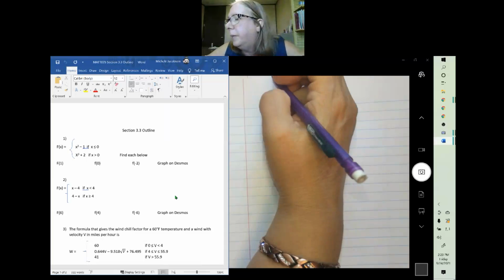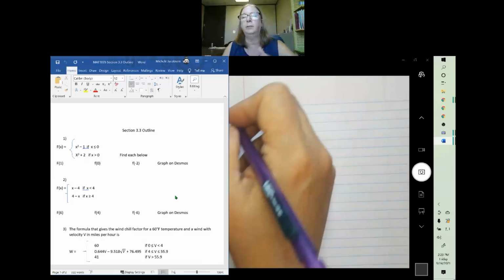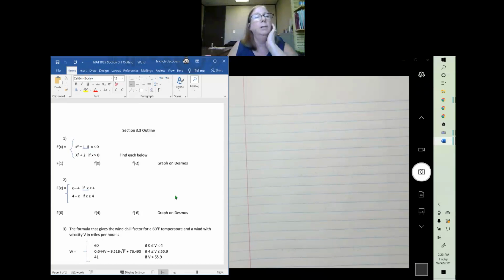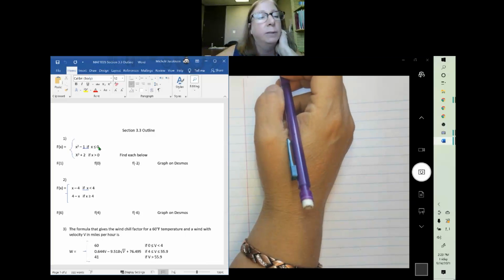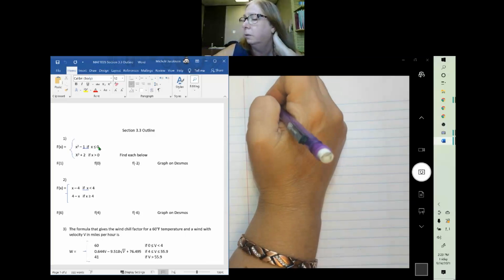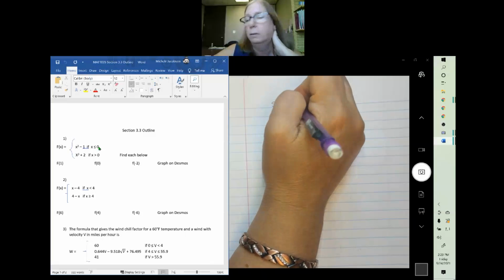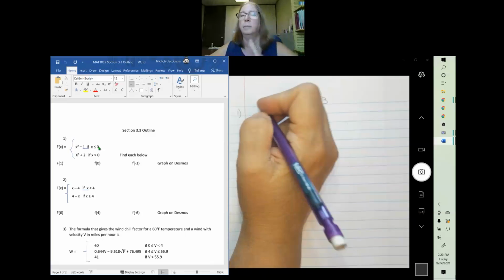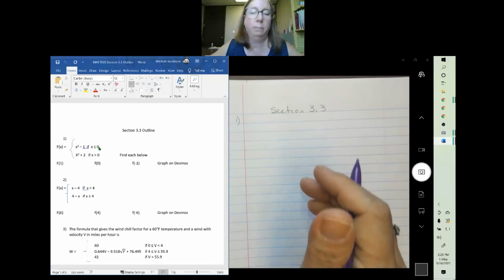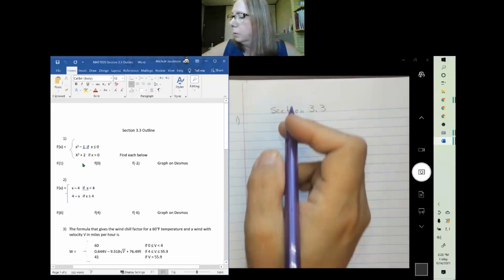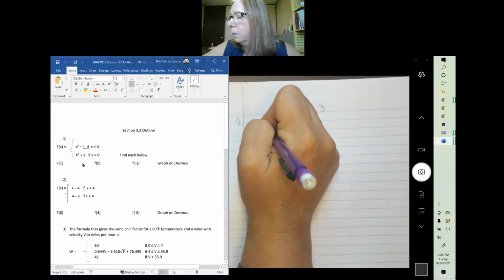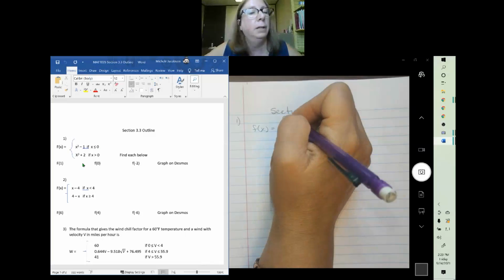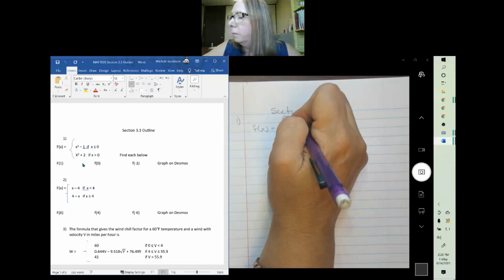Section 3.3 is piecewise functions. They call them piecewise because we break them into pieces. For one part, you graph one equation, and then use a different one for another part. So they're called piecewise functions. Okay, so the first piecewise function is x squared minus 1.